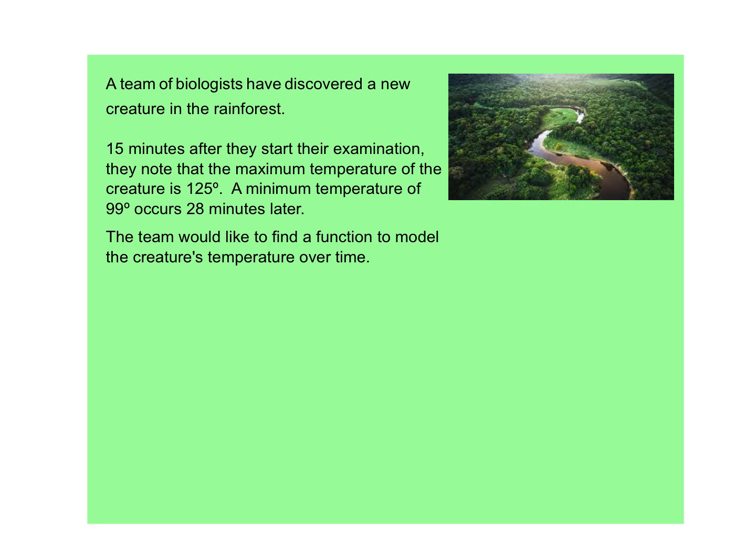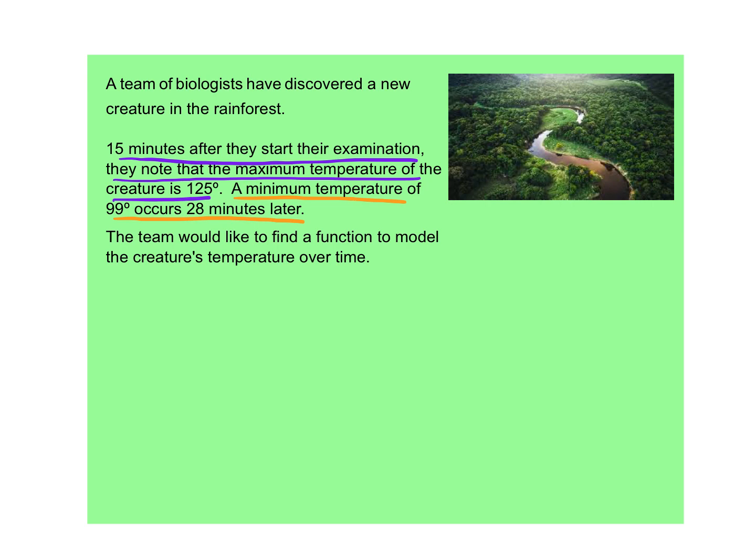All right, so in this scenario, a team of biologists have discovered a new creature in the rainforest, okay? And we're given two pieces of data. It first says that 15 minutes after they start their examination, they note a maximum temperature of 125 degrees for this creature. And then it says a minimum temperature of 99 degrees occurs 28 minutes later. And again, we're going to assume that this creature goes back and forth between those temperatures, going up and down and up and down. The team would like to find a function to model the creature's temperature over time.